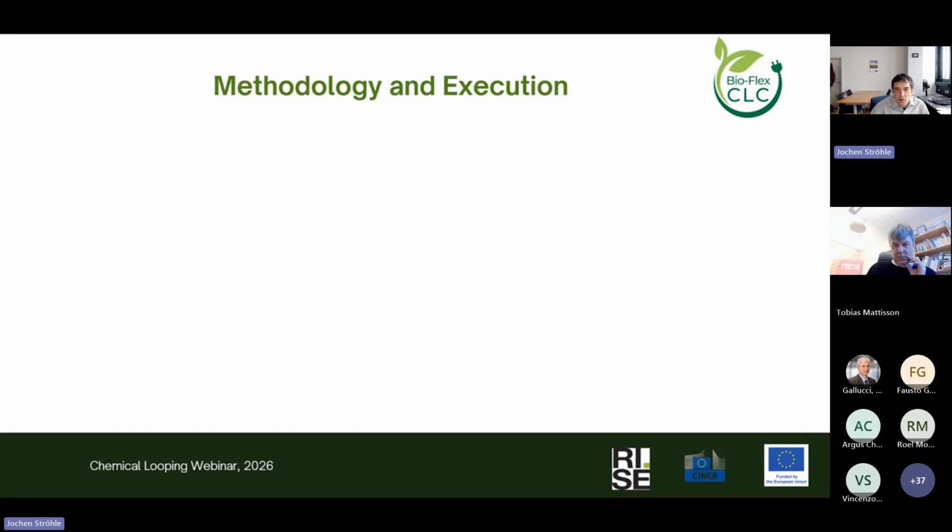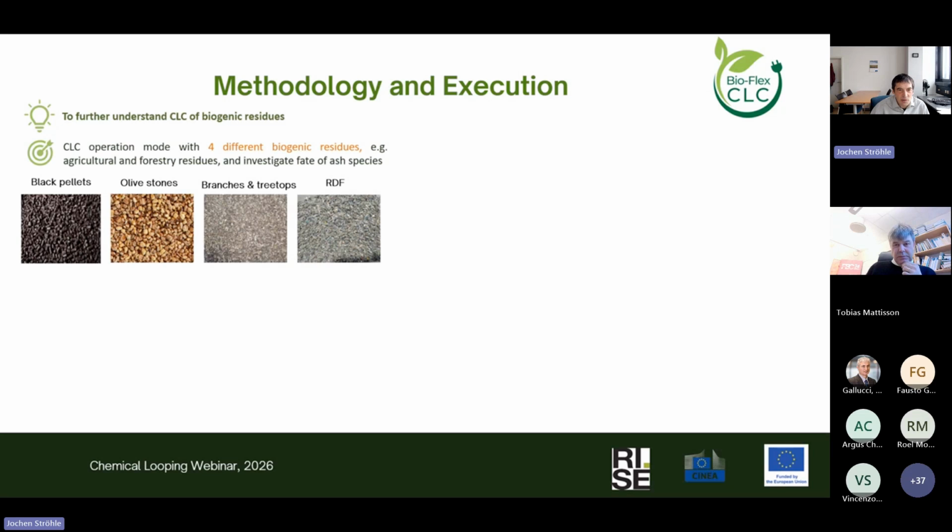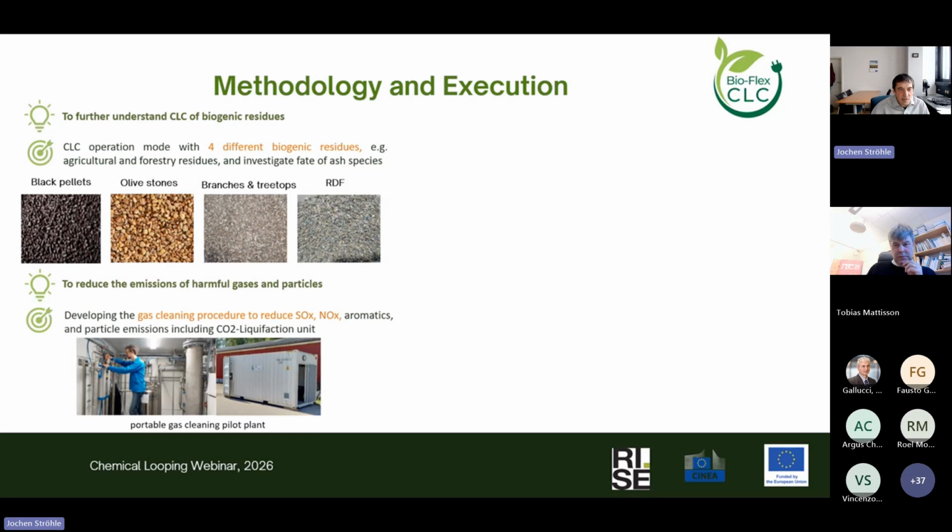Now, what are we going to do within the project? We want to further understand chemical looping combustion of biogenic residues. So 4 different biogenic residues are tested in chemical looping operation in various plants. Then another objective is to reduce the emissions of harmful gases and particles. So we are developing a gas cleaning procedure to reduce SOx and NOx, aromatics and also particle emissions, and also test the liquefaction of the CO2.